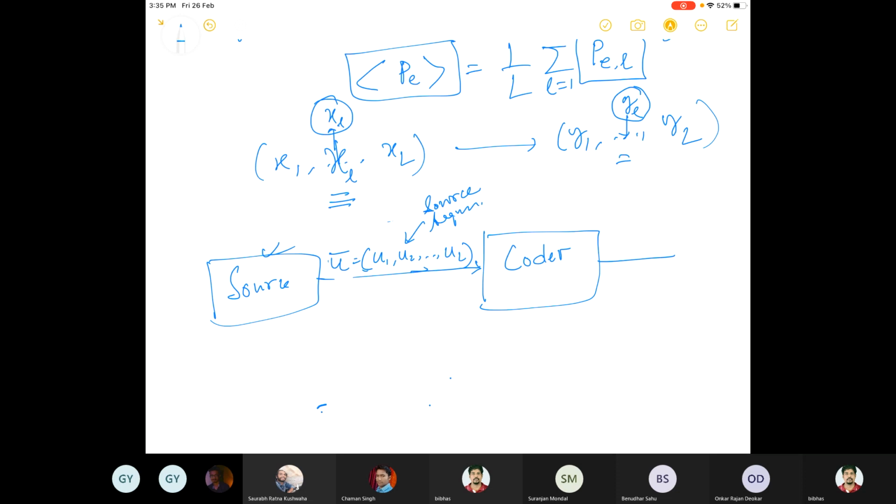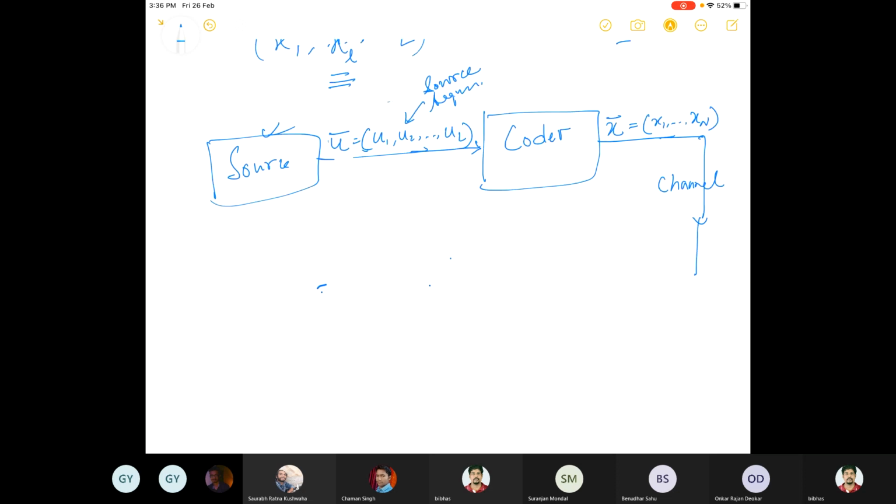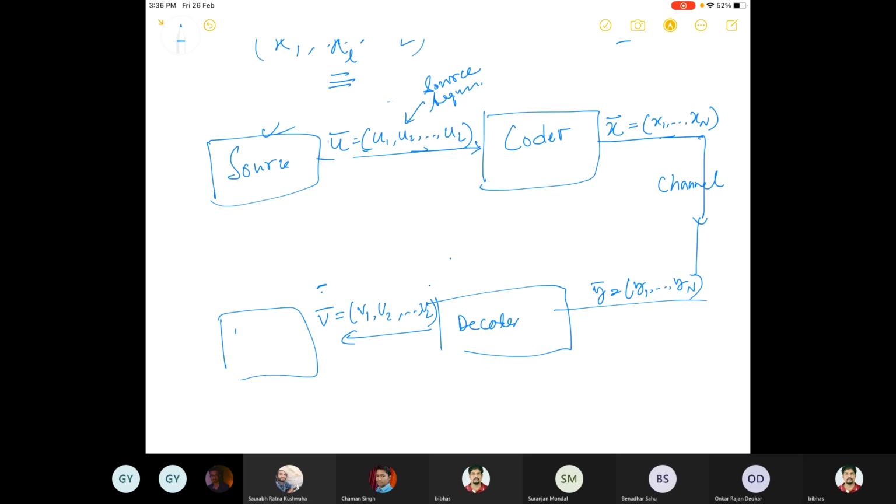Then through the code, once I generate this, suppose I'll be able to send this as x1, x2, dot, dot, dot, xn. And then this will pass through a channel. Then I'll have something like Y bar here, which is Y1, Y2, Yn. And then we have a decoder here. And then we'll receive some, let's say, V bar, which is V1, V2, VL. And this is my destination. So this is what I'm talking about. Here, a sequence of source symbols you want to be well received.